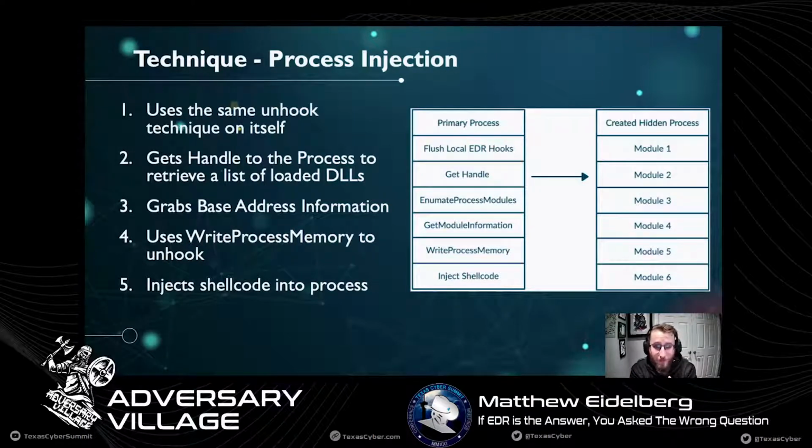Once we have that, we can then try to grab the base address of three of them. We all know which ones those are: ntdll, kernelbase, kernel32. And then we can use the WriteProcessMemory function to actually write those DLLs' .text sections back over, making sure that they're clean, with no hooks, and then we can inject shellcode again.